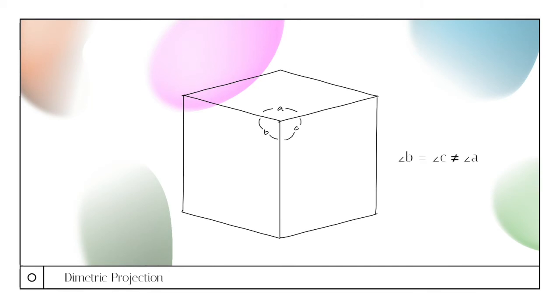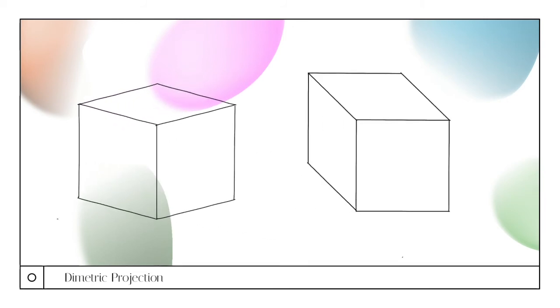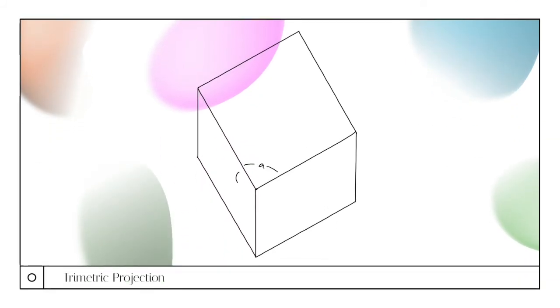Dimetric projections, when measured at the corner where its lines converge at a point, only two of its angles measure equally, and only two principal axes are equally foreshortened. There are many ways to draw dimetric projections, but here are two simple examples, one at a 45-degree angle and another at a 15-degree angle. And lastly, trimetric projections, when measured at the corner where its lines converge at a point, none of its angles measure equally, and all three principal axes are foreshortened at different rates.